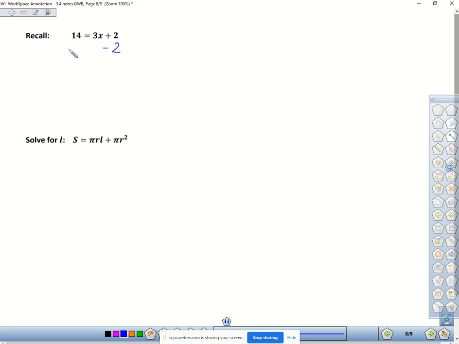Good. I'm going to subtract 2 on both sides. And that's going to leave me with 12 equals 3x. Okay? 12 equals 3x. Now from here, we now want to get the x by itself. So what should I do here? What do you guys think? Divide both sides by 3. Good. So to reverse multiplication in math, we do division. So I'm going to divide both sides by 3. And that's going to leave me with x equals 4 as my answer to this question.